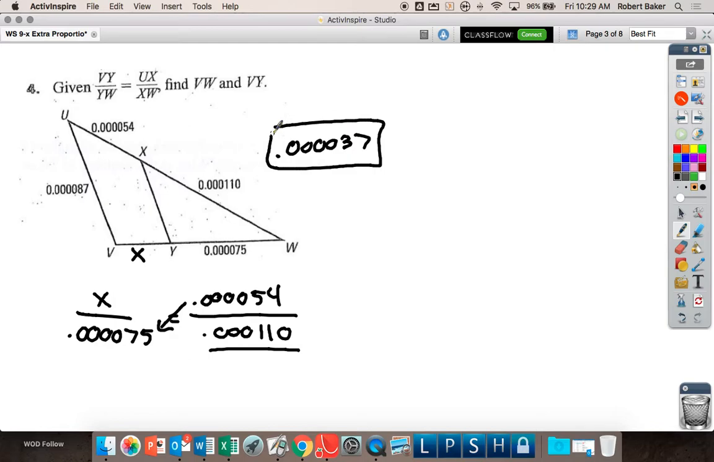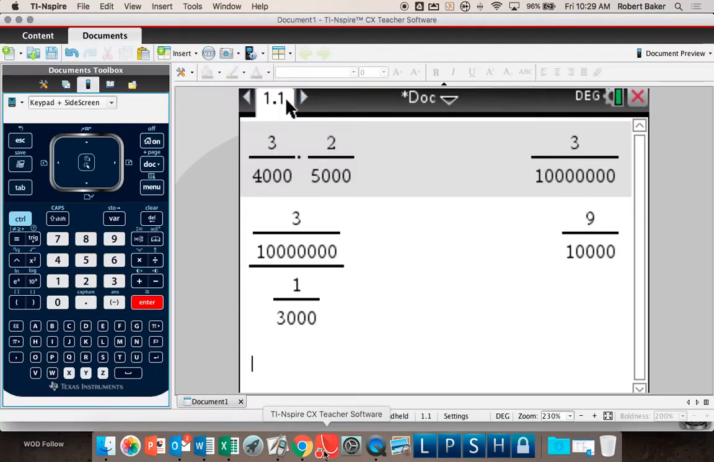Is that the answer to the whole problem? It's the answer to this piece right here for X. That's what I said, that's the answer. Let me show you. I divided by that. Look, we multiply these two numbers.